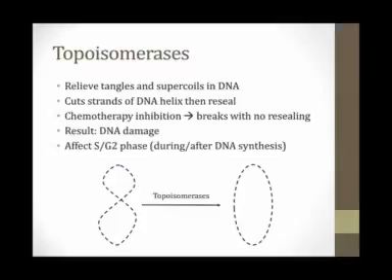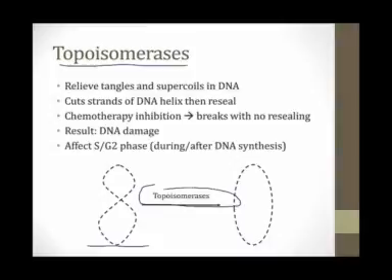Now we're going to talk about drugs that inhibit DNA topoisomerases. So in order to do this, let's review what a topoisomerase enzyme does. As DNA is copied, it often becomes tangled or supercoiled, as shown on the bottom left side of the screen here. Topoisomerase enzymes will cut the DNA and then reseal it to get rid of those tangles and supercoils. So if you give a chemotherapy drug that inhibits a topoisomerase enzyme, what it will do is lead to a situation where the topoisomerase breaks DNA but does not reseal it. This will result in DNA damage and cause cell death.